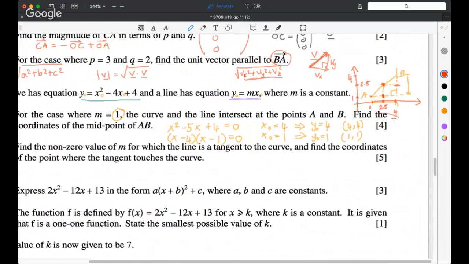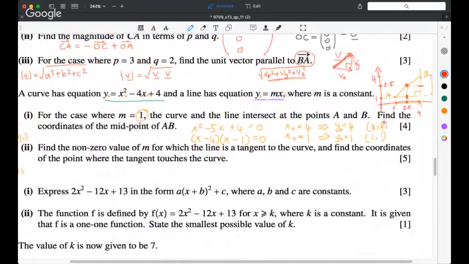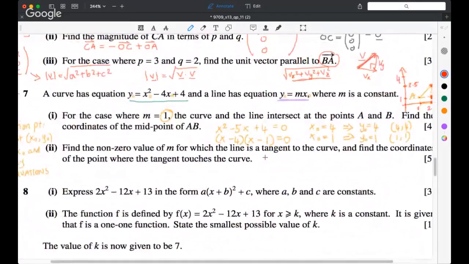So don't worry about any fancy formulas involving midpoints of various things. It's simply think of them as a triangle, and it's pretty obvious visually. Okay, so in the second part, they've taken away that value of m and they've made it general again. And they're asking for a value of m for which the line is tangent to the curve.